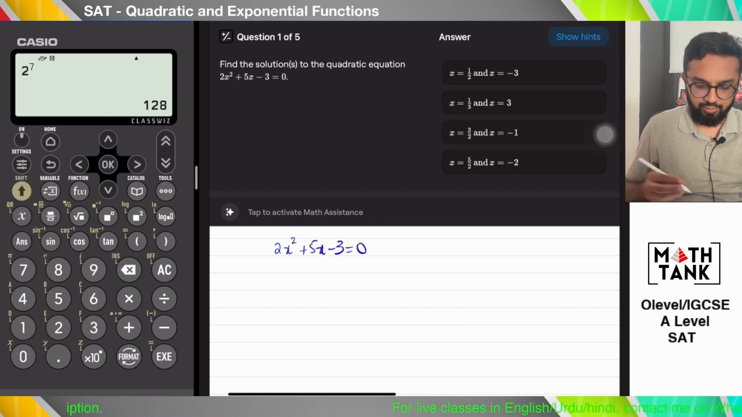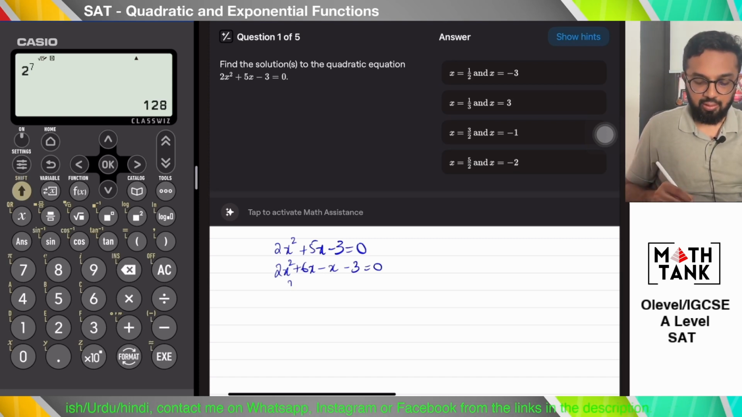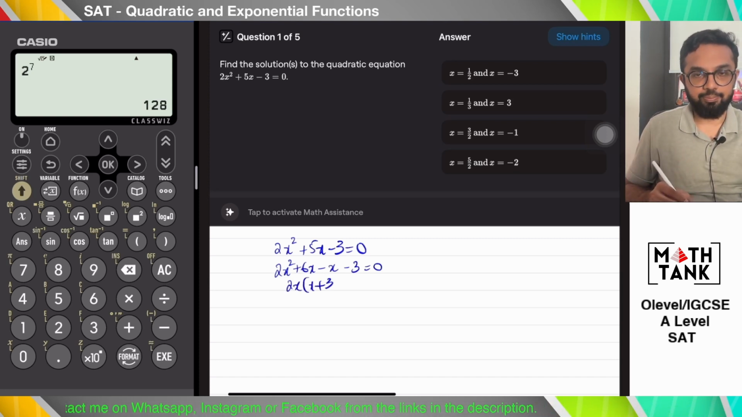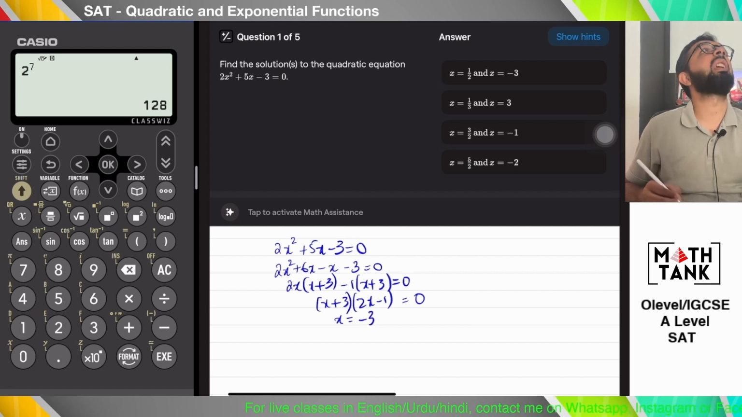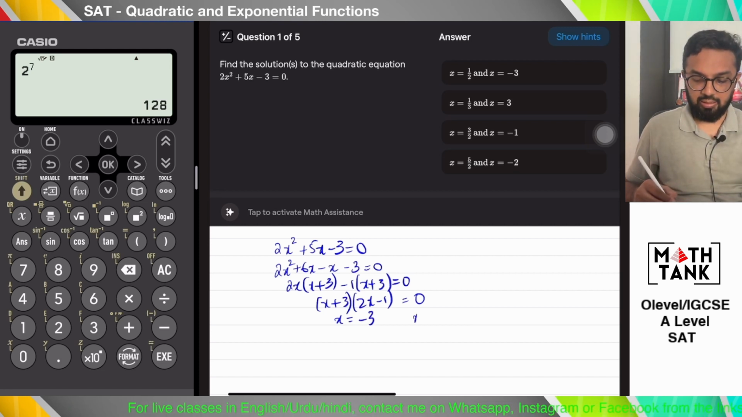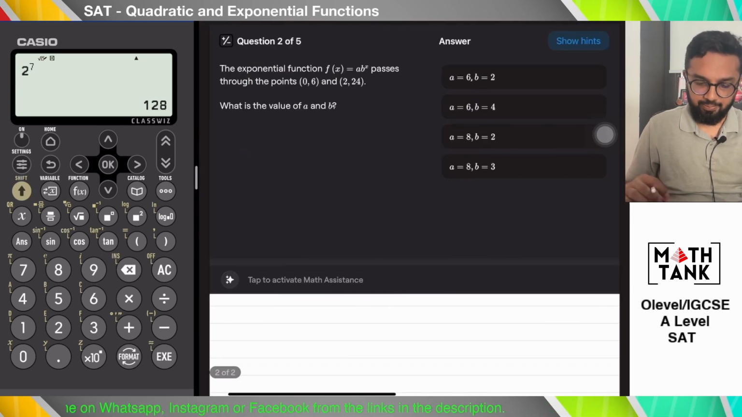I know I can do this directly on my calculator, or I can break up this middle term into 6x minus x, because I want a minus 6 by multiplying a and c together. So 2x times (x plus 3) minus 1 times (x plus 3) equals 0. So (x plus 3)(2x minus 1) equals 0. x equals minus 3 and x equals a half. Those should be the correct answers.